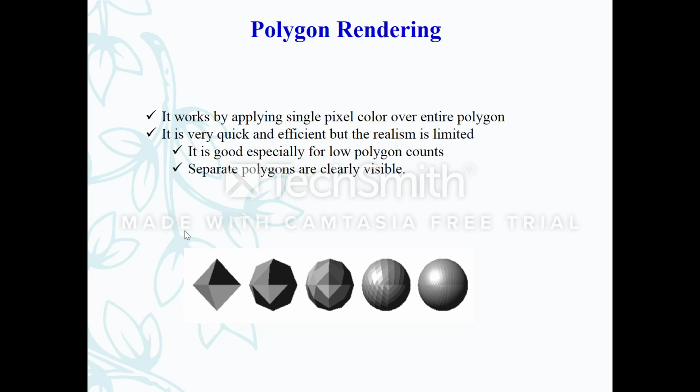What that means is, when the 2D image is produced, it is not exactly matching the 3D object because every polygon is different. The entire polygon has the same color, and the separation between the polygons is clearly visible.